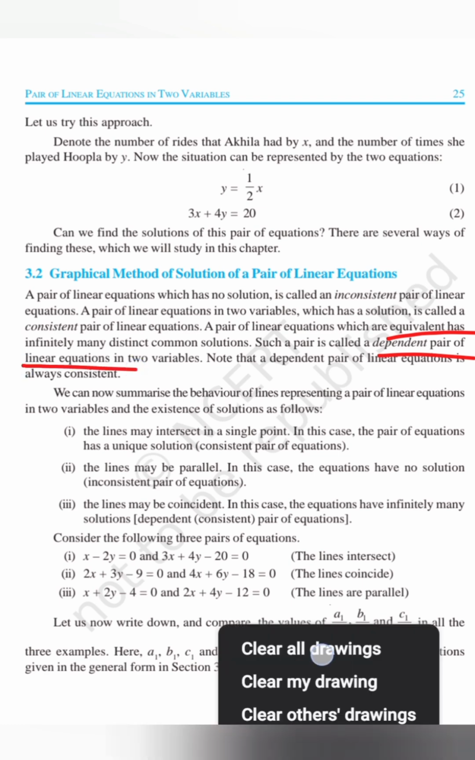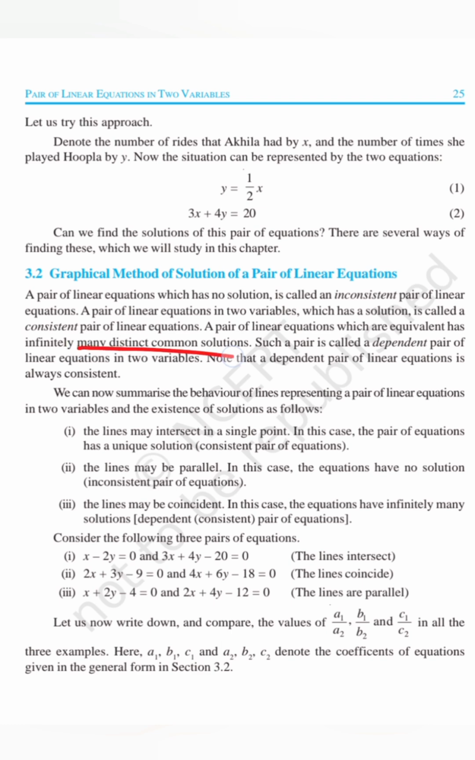A dependent pair of linear equations is always consistent because they have many solutions. If you have one solution, that is also consistent. If you have no solution, that is inconsistent. Now they've given a few points on this. The lines may intersect in a single point. If you take two linear equations and draw the lines on a graph sheet, the lines may intersect in a single point. In that case, you can say it has a unique solution, or a consistent pair of equations.